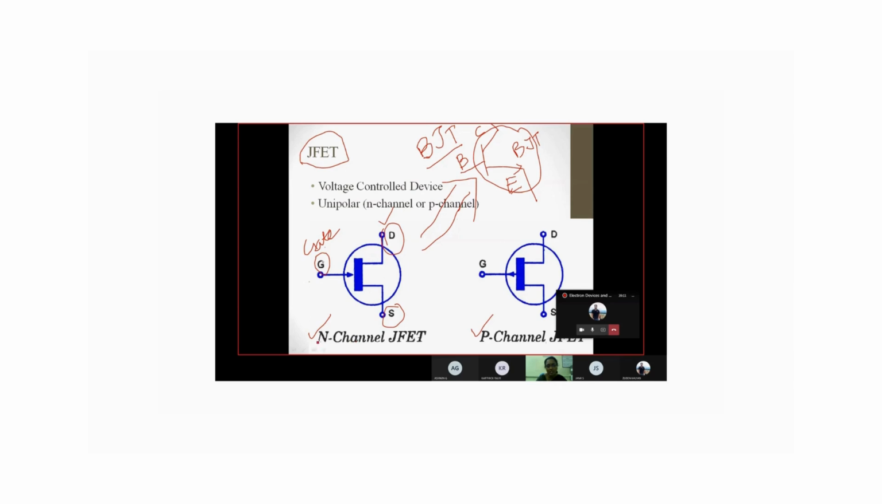So in N-channel JFET, the channel is made up of N-type semiconductor, and charge carriers are mainly electrons. In P-channel JFET, current conduction is due to holes, and the channel is made up of P-type semiconductor. Here you can see the N-channel JFET and the P-channel JFET symbols. Are you able to understand the symbol? So there are two types of JFET, but three terminals in JFET. Understood?